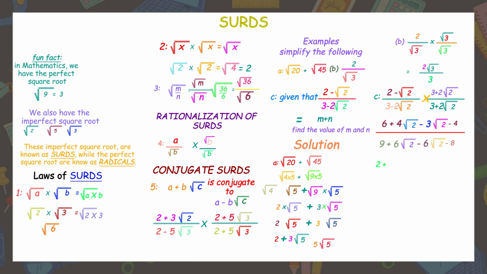That means we are left with what? Plus root 2, that's 1. There is an invisible 1 here. Everything over, plus 6 root 2 minus 6 root 2, these two will go and give us 0. We are left with 9 minus 8. And what is 9 minus 8? We have it as 1. Our answer is equal to 2 plus root 2. Now, because the examiner said find the values of m and n, m is equal to 2 and n is equal to 1.